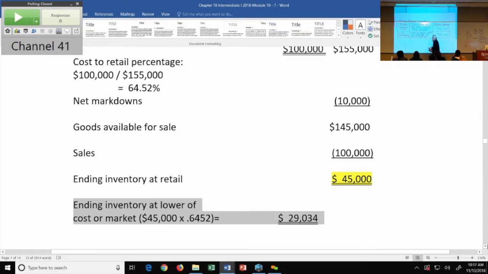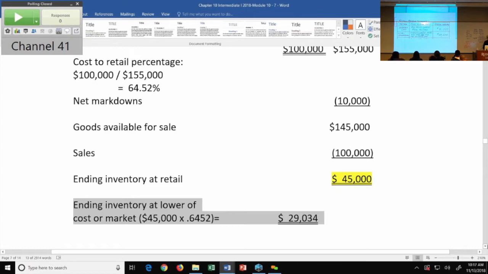The LCM conventional ratio only includes current purchases, prior beginning inventory, and markups, not markdowns. The markdowns are treated as a one-time write-off. Notice it becomes more conservative, right? It lowers the inventory value. So those are the first two approaches.